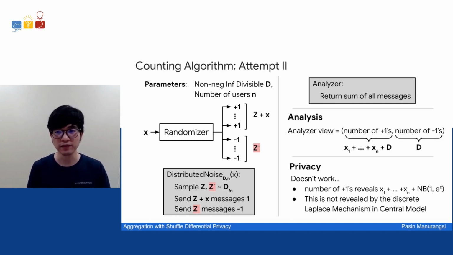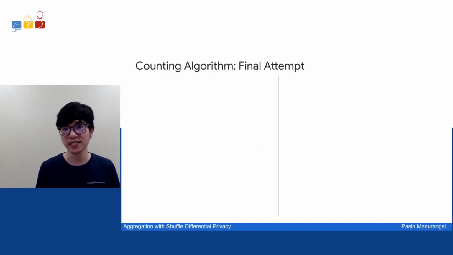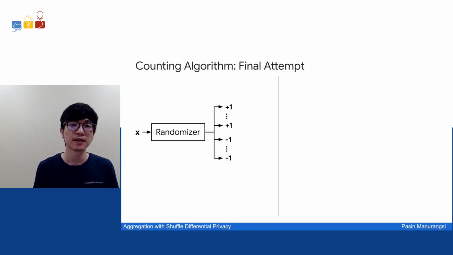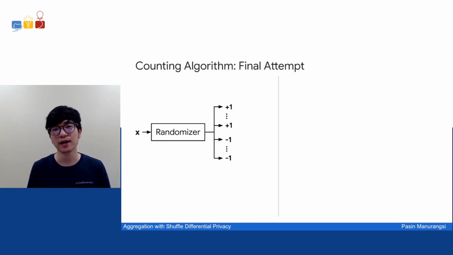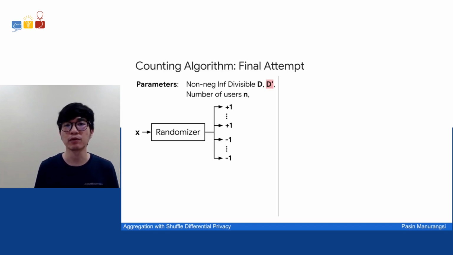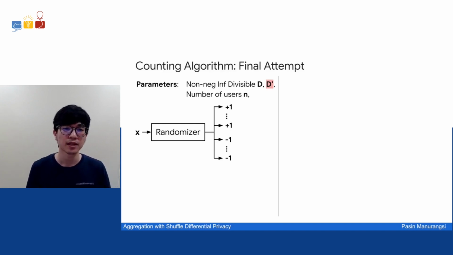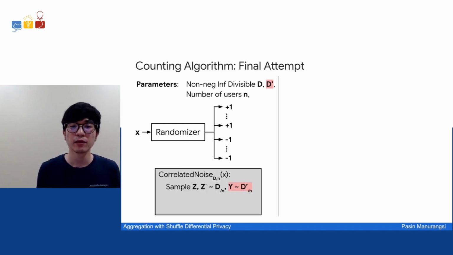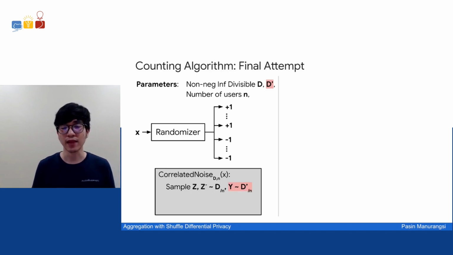Okay, so let's try to fix this. And how do we fix this? We'll use a split and mix technique. Remember that we want the utility to be the same as before, but we somehow want better privacy. So what do we do? We will sample another term y from a different distribution, d prime divided by n.